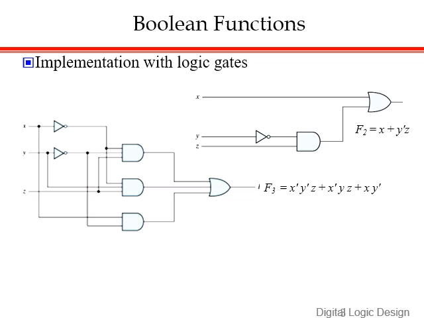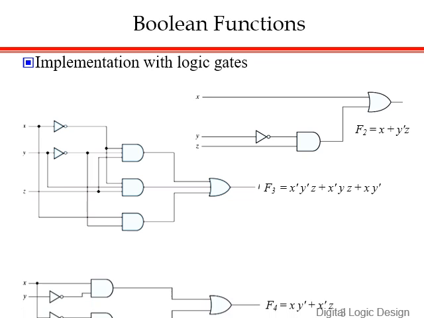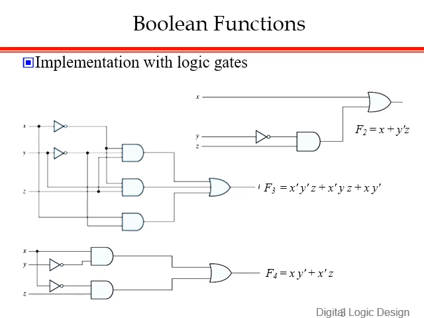So these are the 3 AND gates for these 3 AND combinations. The first one has input x prime y prime z, the second AND gate has input x prime y z, and the third AND gate has input x y prime. Finally there is an OR gate for the sum of all these. So, as you have seen, f4 is a simplified version of f3.